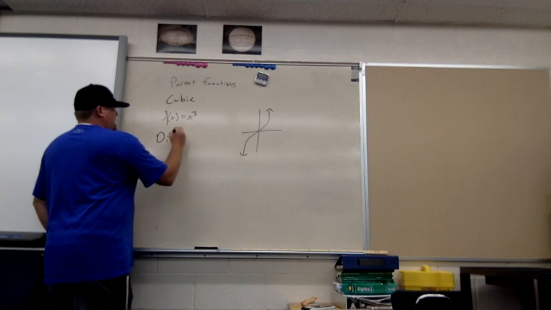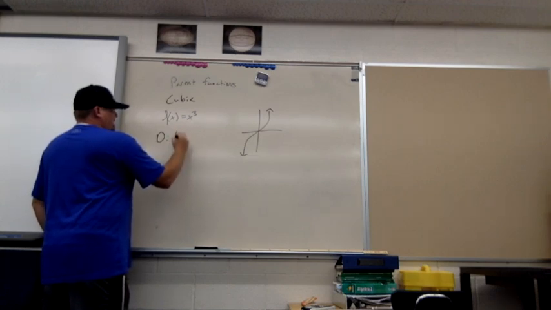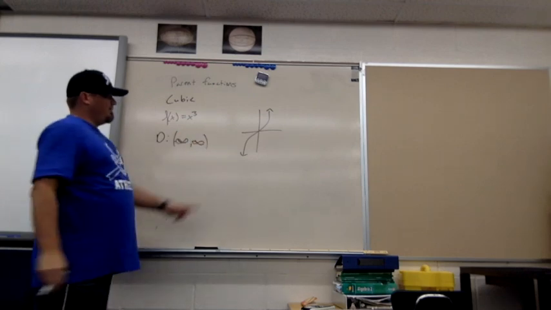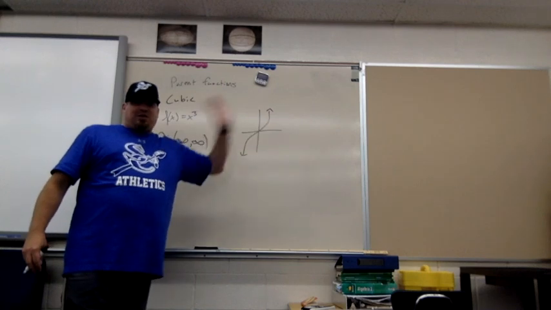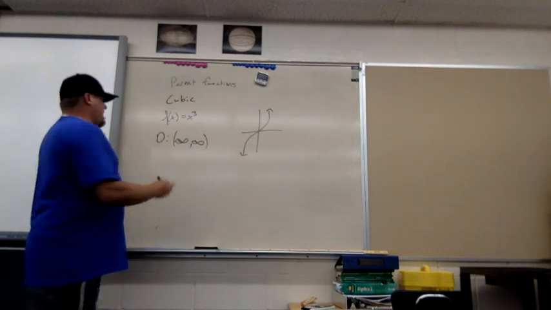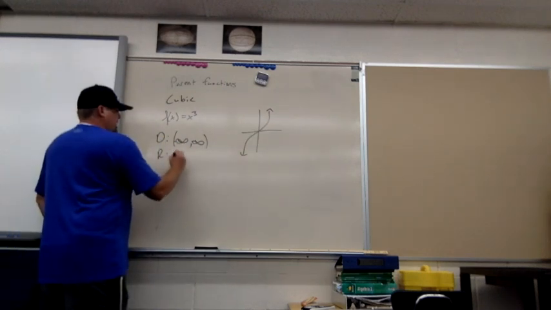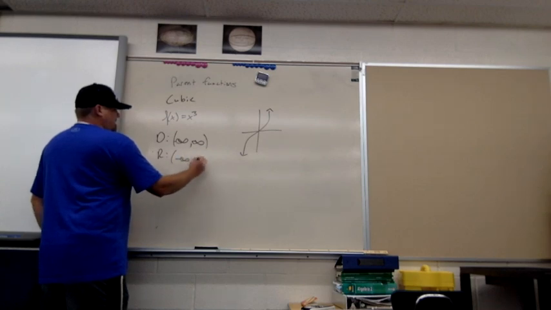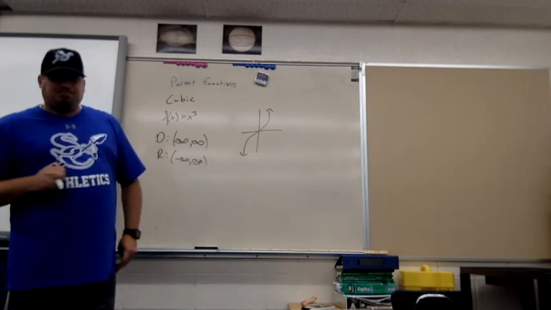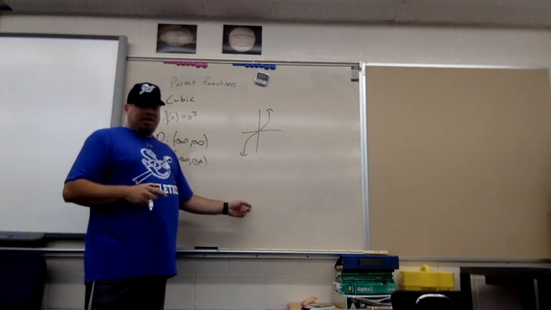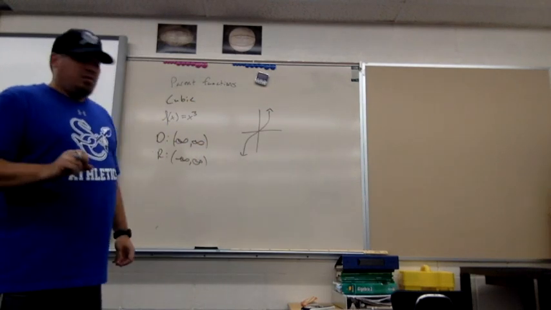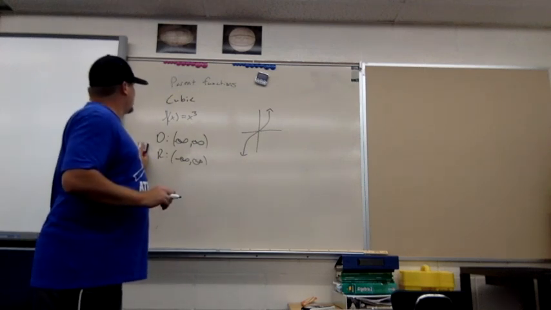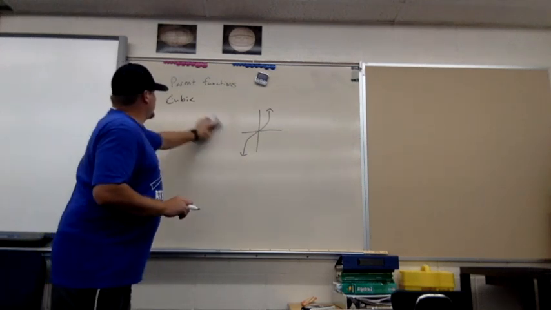So the domain of the cubic function is negative infinity to infinity. Remember, negative infinity is the smallest x. Infinity is going to be the largest x. And the same for the range. The range for this is also going to be negative infinity to infinity, because obviously, it's going to keep going down and keep going up. Okay? Clear as mud, I know. We're almost done, I promise.